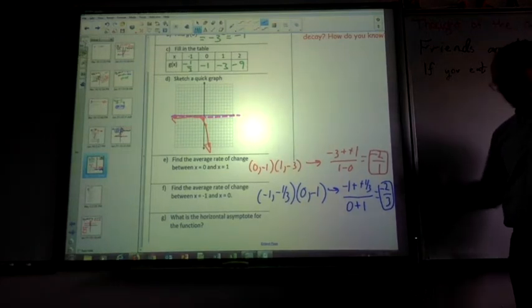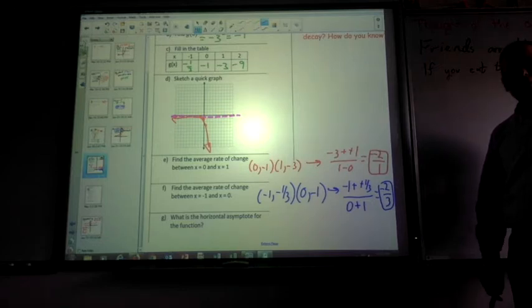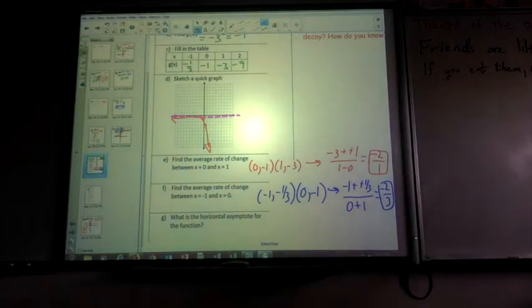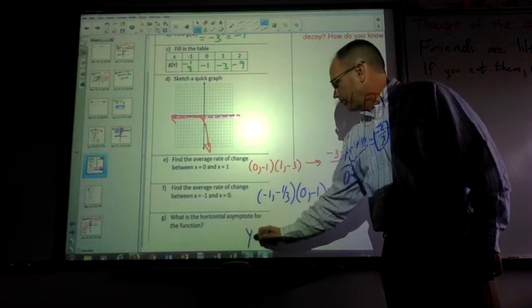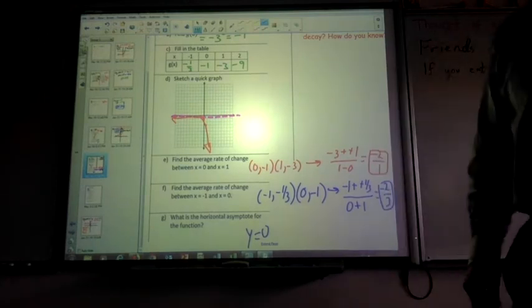Is negative 2 over 1 the same thing as negative 2 over 3? Yes. No. They're different, agree? Negative 2 over 1, negative 2 over 3. Two different slopes. Same graph, so the average rate of change, which is also known as the slope, changes on exponential functions. What is the horizontal asymptote on this? Oh, it's just y equals 0. Okay? Make sense?